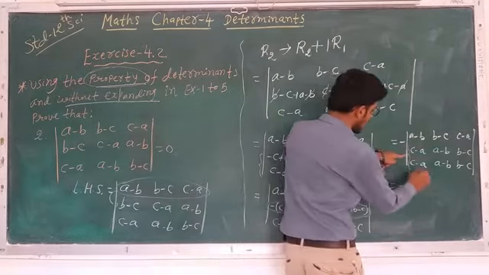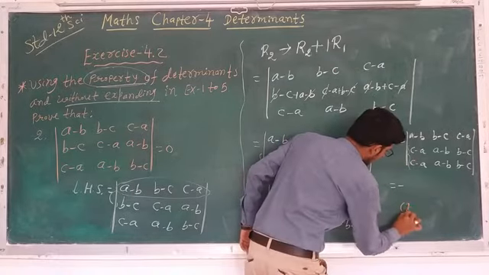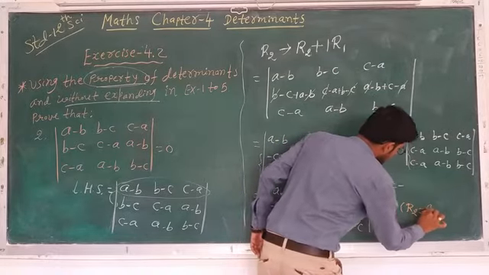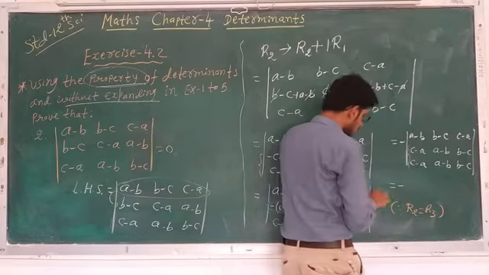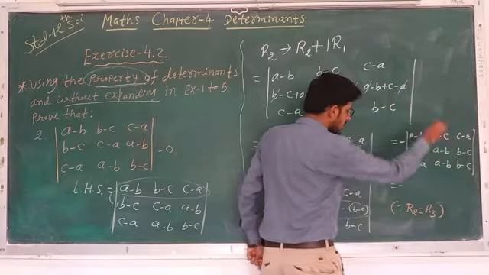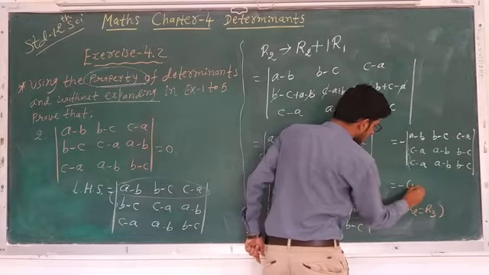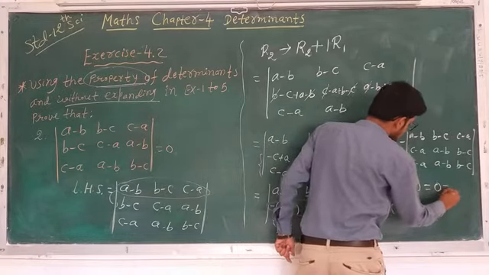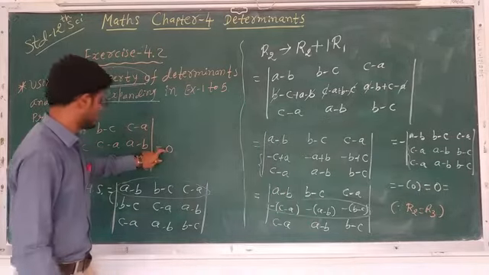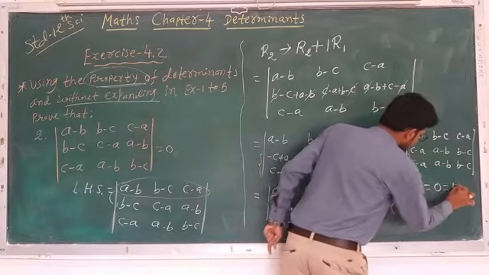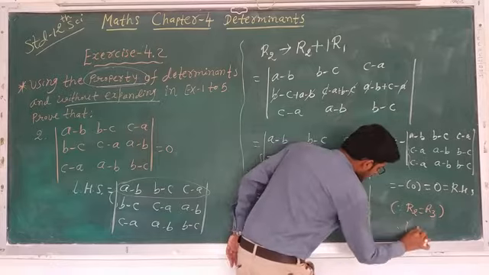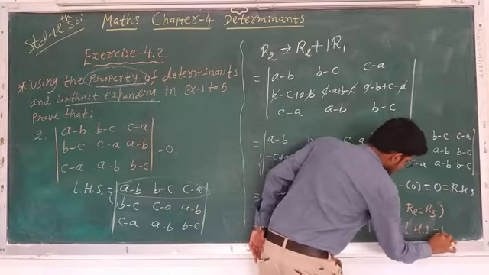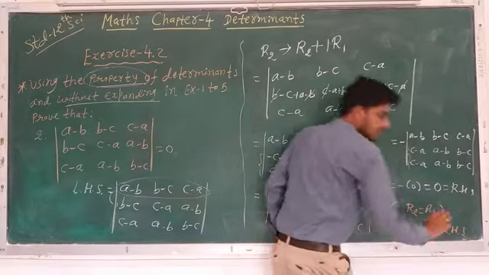So here R2 is equal to R3. So the value of this determinant is 0. So here minus bracket 0, so the answer will be 0. It gives right hand side. Therefore, left hand side is equal to right hand side.